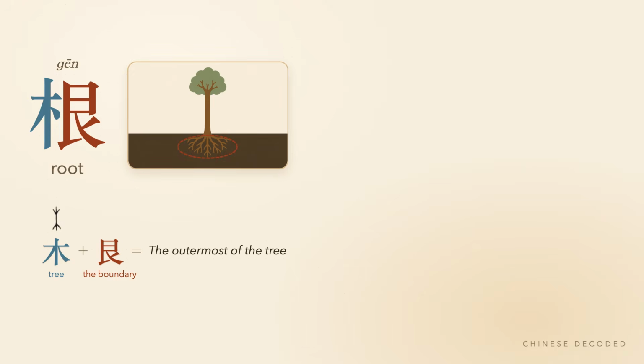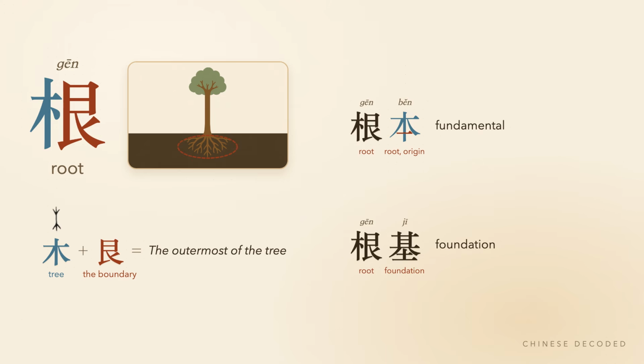The first one, a root: the tree plus the boundary, the outermost of a tree, its root. 根本 also means root, the tree, with a mark at its base. Two words for root, side by side. That is a common way Chinese builds compound words. Put two near synonyms together, and the compound keeps the sense they share. 根本 means fundamental. 根基 does it again. Root plus foundation, which means foundation.